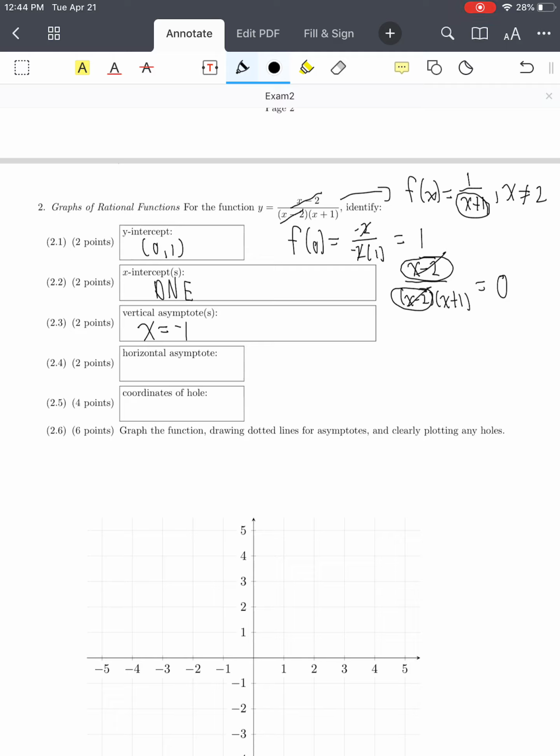So the horizontal asymptote, since now in a simplified version we have 1 over x plus 1, as x gets really big, the 1 over x goes to 0.